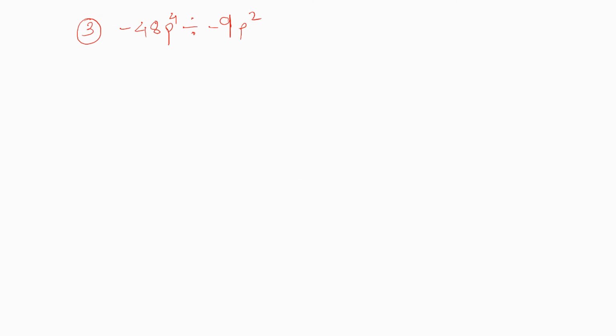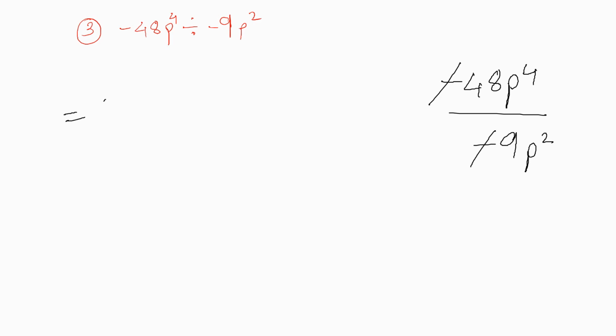Let us do the third one of the same exercise, the third sum. The third sum says we have to divide minus 48p raised to 4 by minus 9p square. We can do it in this way also. It would be very much simple. So the negative sign first would get cancelled off, and we can just simplify it. So for example, it is 48 into p raised to 4 upon 9 into p square.